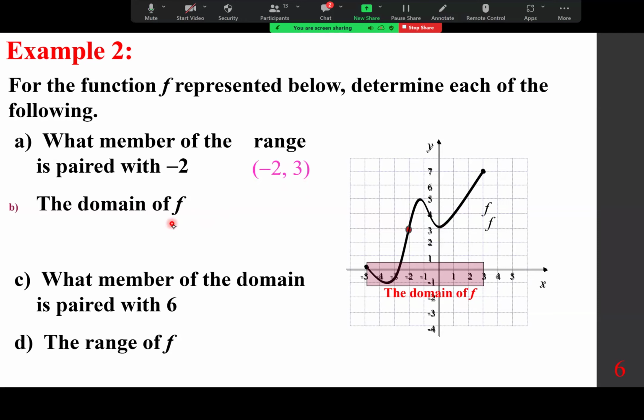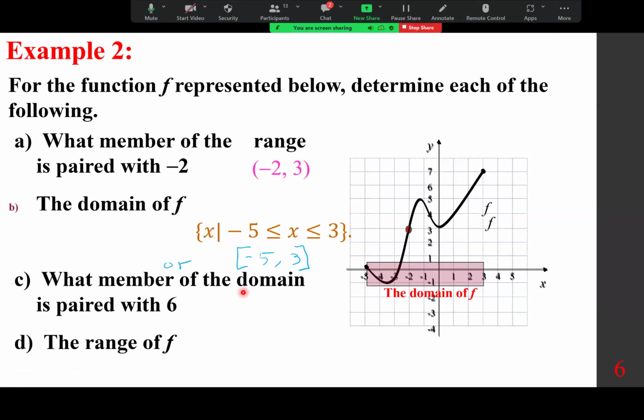Domain, what is the domain? So if you were to lay this down along the x-axis, the left side will cover this point, about negative 5, and the right side will cover this point 3. So you can write it in this format. X such that x is between negative 5 and 3, so minus 5 less than or equal to x less than or equal to 3. Or you can go with the interval notation. Either way is fine, everybody.